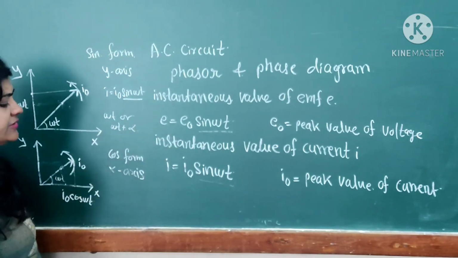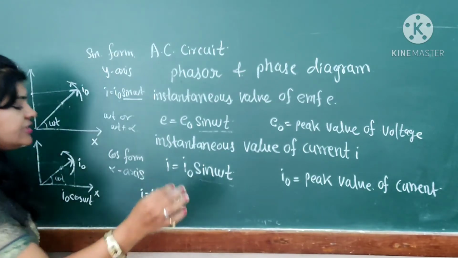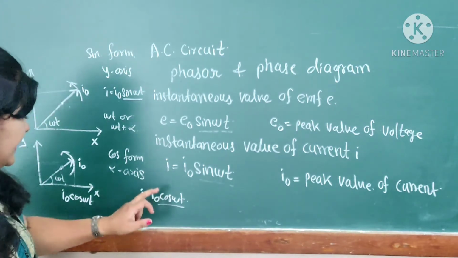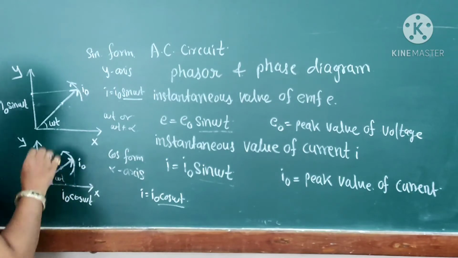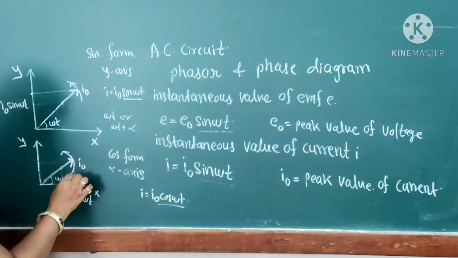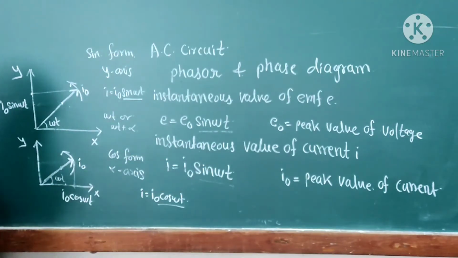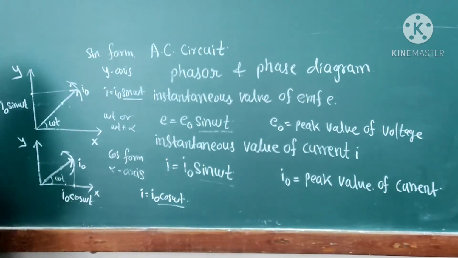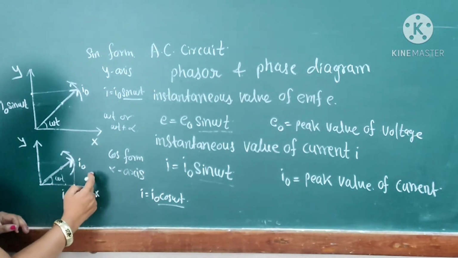Next, if I is equal to I naught into cos omega t, the function is a cos function. In that case, we take the diagram where the projection on the x-axis represents the instantaneous value of the current I naught into cos omega t, and the length of this arrow represents the peak value of this current.